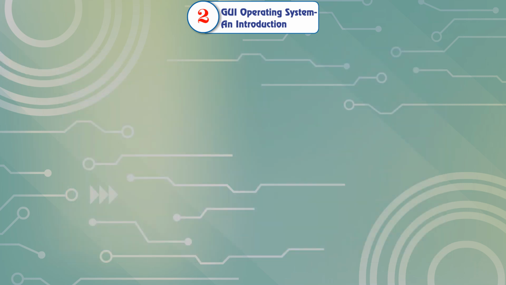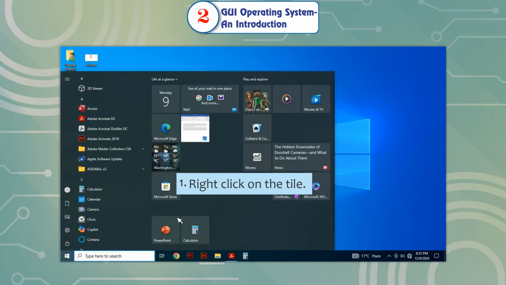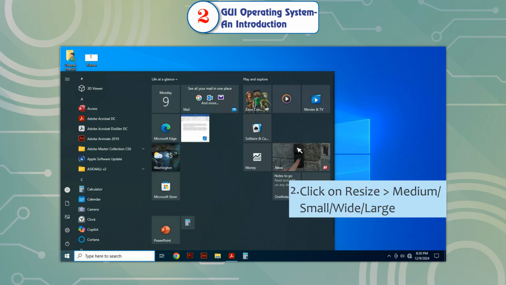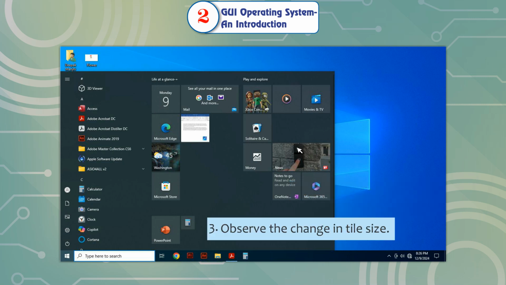Resizing tiles. 1. Right-click on the tile. 2. Click on Resize. Medium, small, wide, large. 3. Observe the change in tile size.